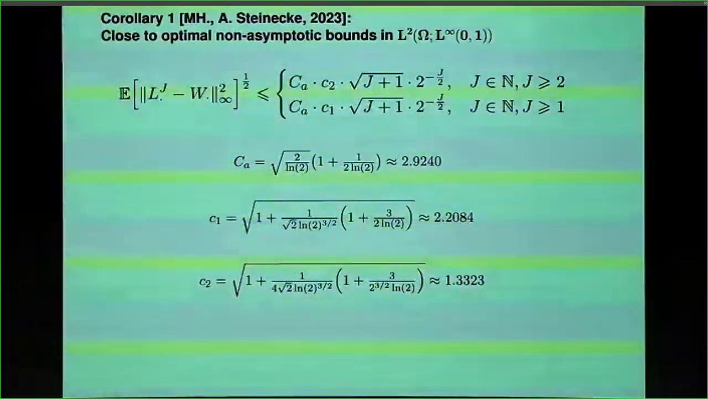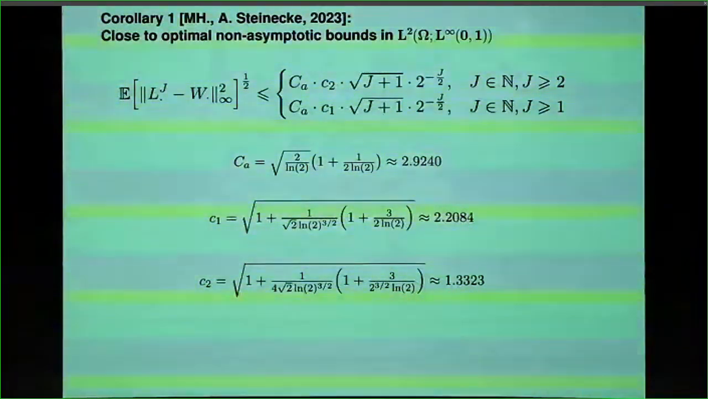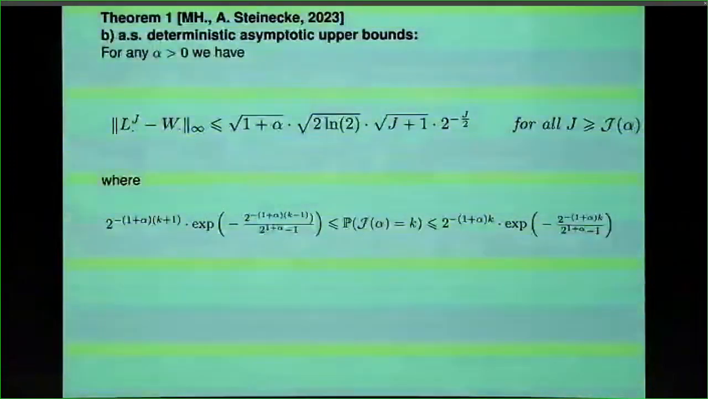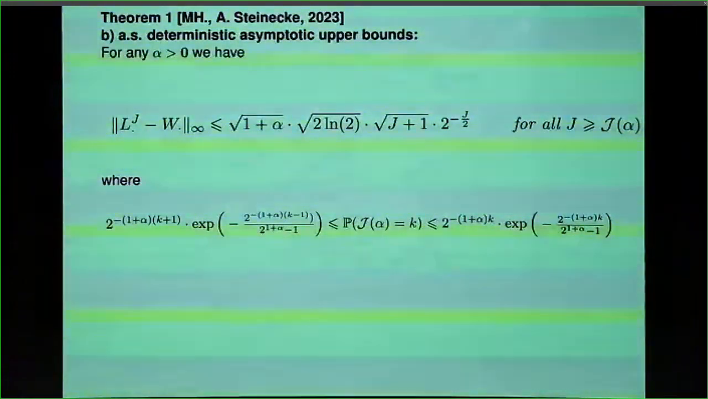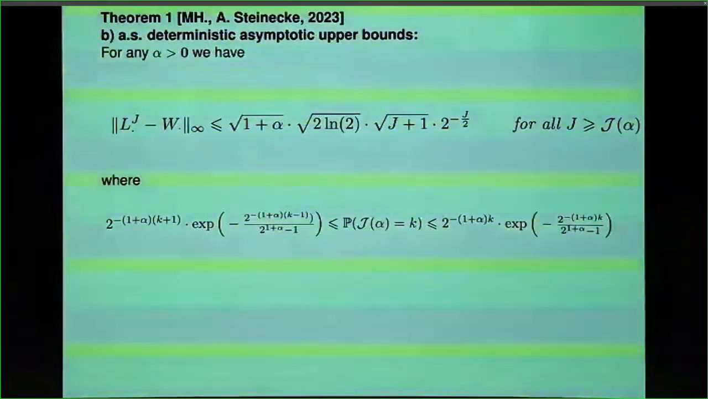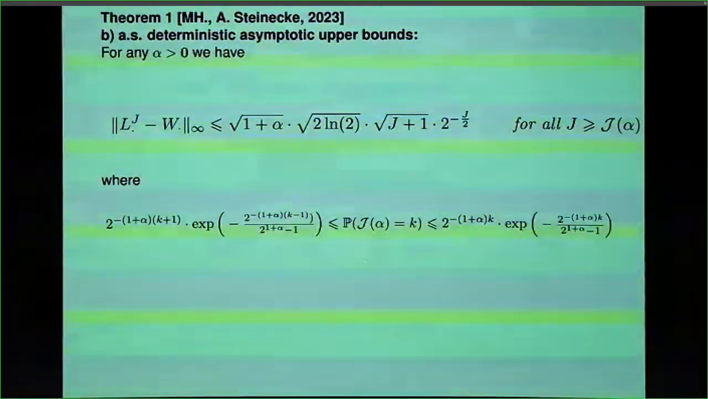Okay, so we even have good rates in a new topology, L2 of L infinity. Okay, so far it was not known to our knowledge. So then we want to have, for example, deterministic upper bounds, and we want to say something about this modulus of convergence. Well, we can quantify it rather well.